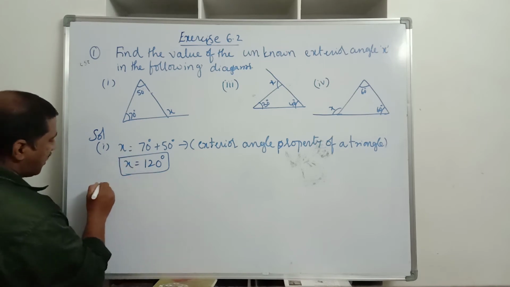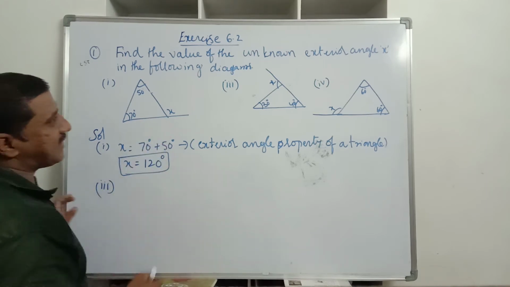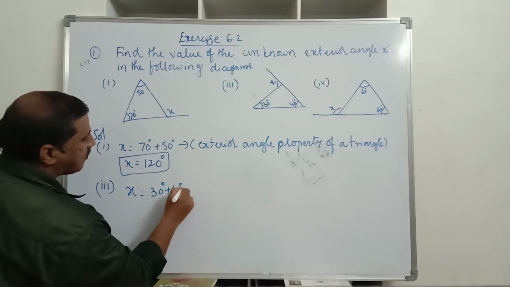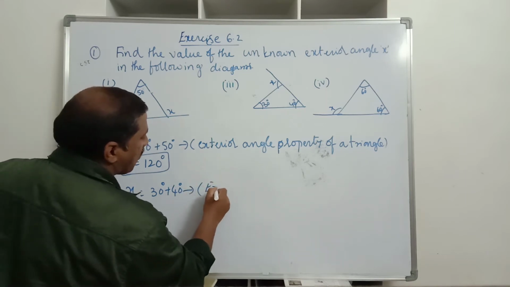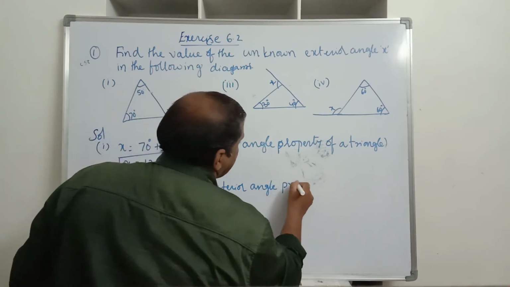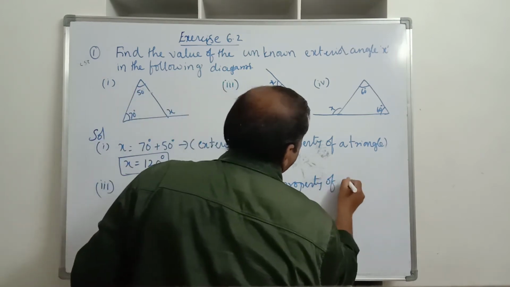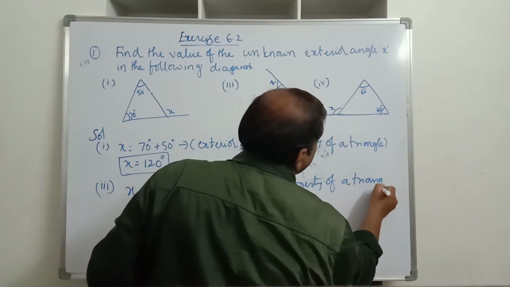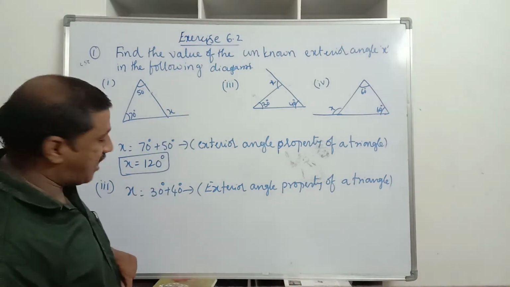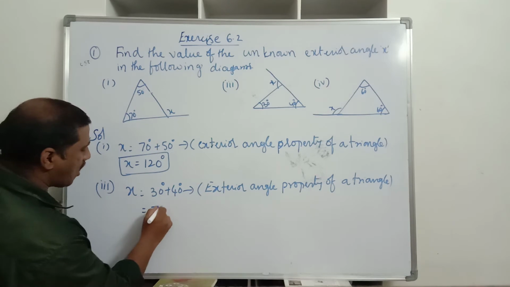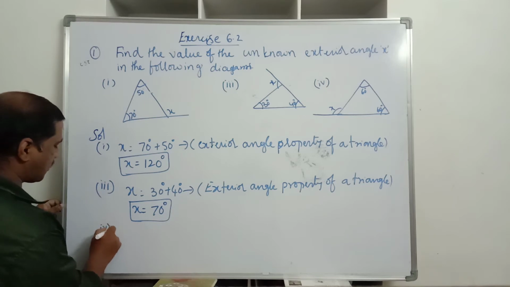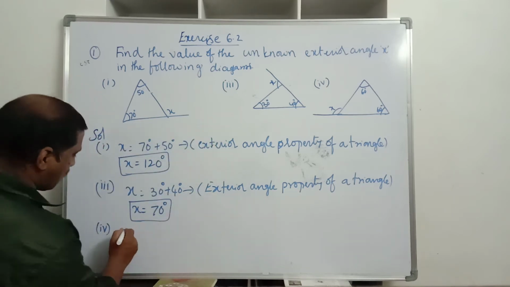Similarly, in the third question we need to find x again. So here x is equal to 30 degrees plus 40 degrees. Why? Again, it is the exterior angle property of a triangle. By using this property, we can say that the exterior angle of any triangle is equal to the sum of its two interior opposite angles. That is 30 plus 40, which is 70 degrees. So x is equal to 70 degrees.